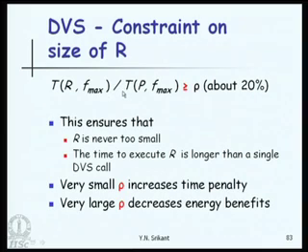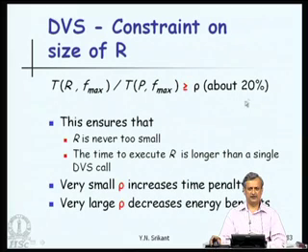So, in the optimization problem, there is a constraint on the region which is set by experimentation. For each processor this could be different. So, we set it to approximately 20 to 25%.